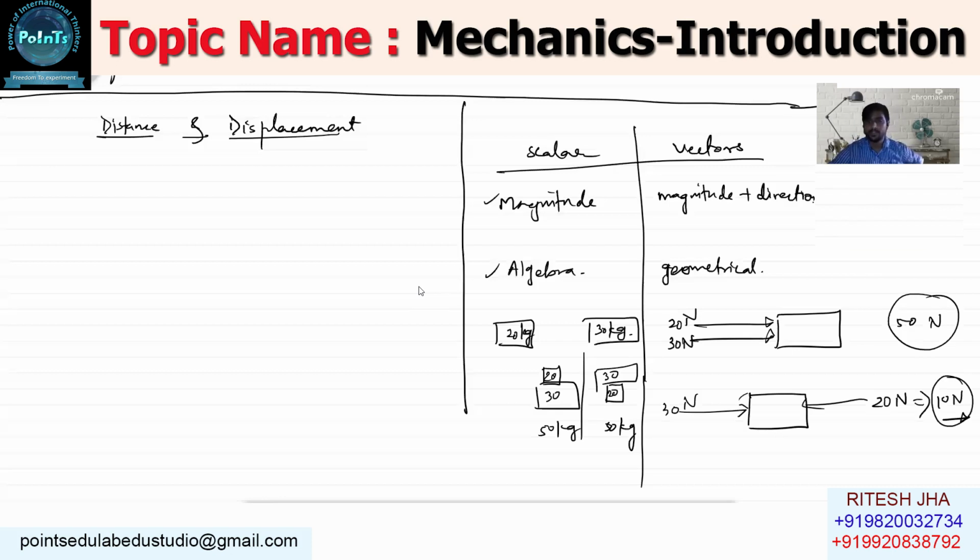Remember one thing: if this particular vector is representing 2 unit, then in the same direction another vector will be representing 4 unit. The point is that the magnitude of a vector is given by the length of the arrow, the line that you have drawn with a specific scale. Suppose 2 unit represents 20 Newton, then 4 unit will represent 40 Newton force in that same direction. So this is the scalar and vector.